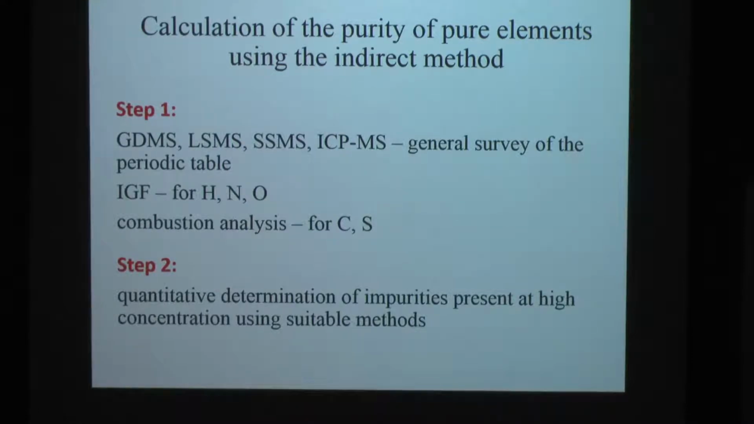Using the indirect method, step 1, we do a survey technique: glow discharge mass spectrometry, laser ablation mass spectrometry, spark source mass spectrometry, inductively coupled plasma mass spectrometry, for a general survey of the whole periodic table. Then there's gas analysis for hydrogen, nitrogen, and oxygen, and combustion analysis for carbon and sulfur. This essentially covers the whole periodic table.